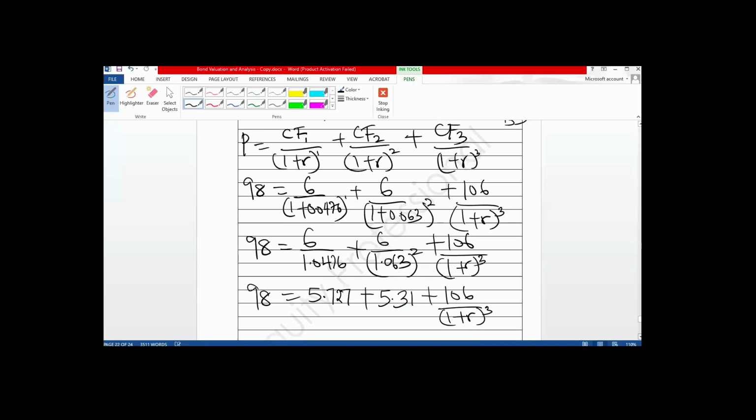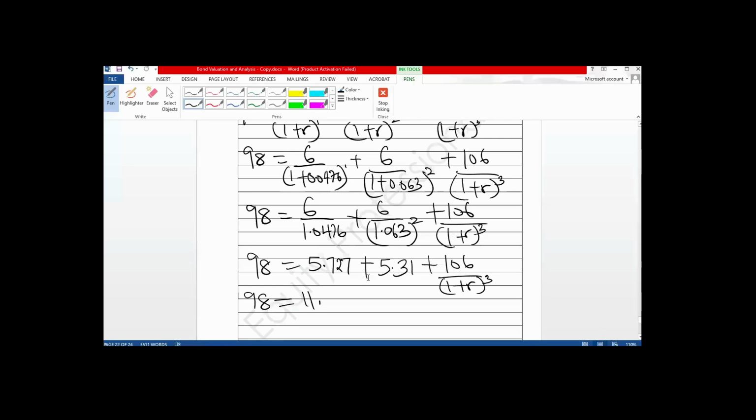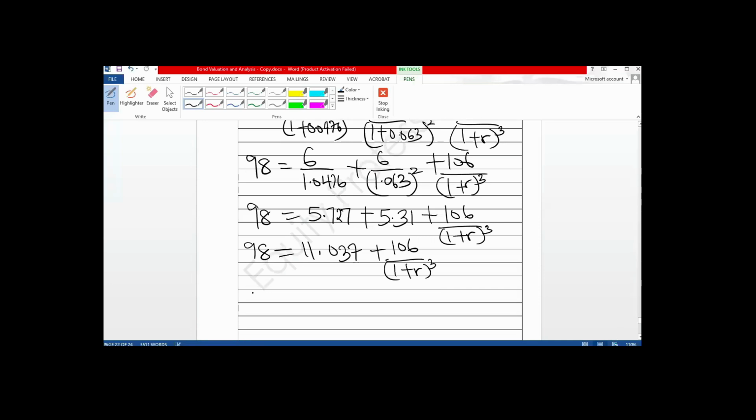Now please solve. 5.727 plus 5.31 gives 11.037, plus 106 over 1 plus R raised to power 3. Collect like terms: 98 minus 11.037 is equal to 106 over 1 plus R raised to power 3.